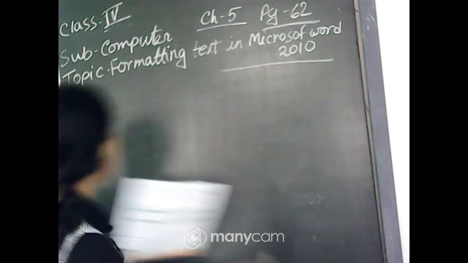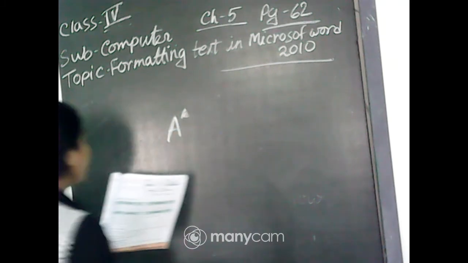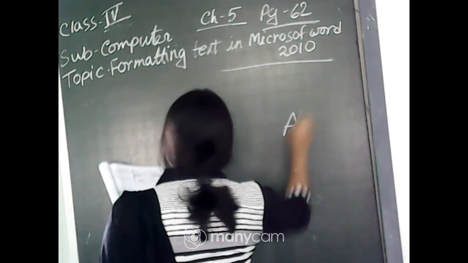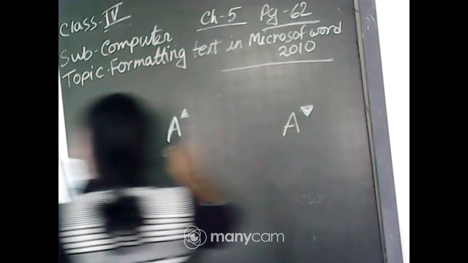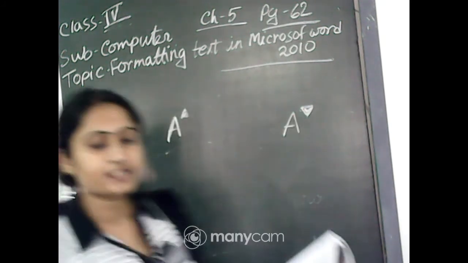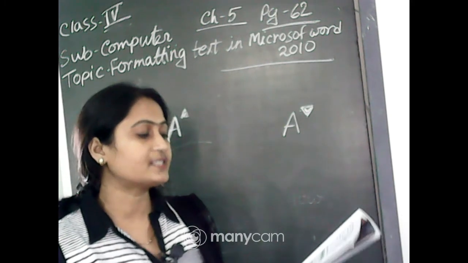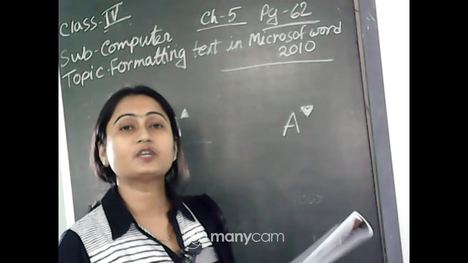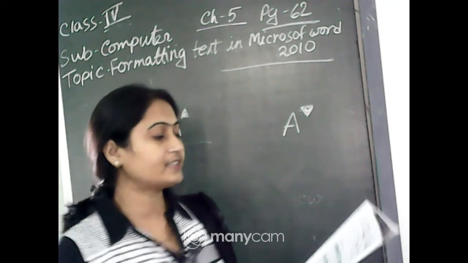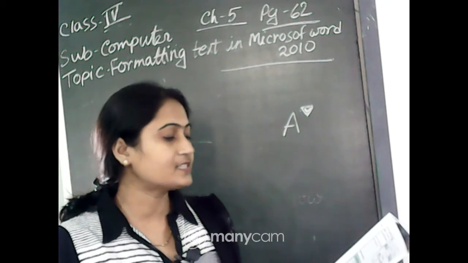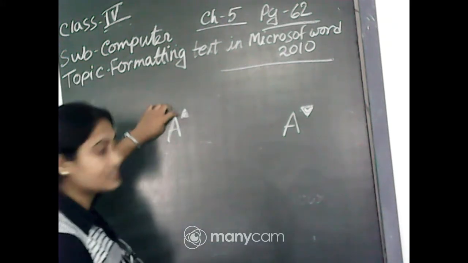Some additional effects: increasing the font size. This button is for increasing font size, and this is for decreasing font size. We can increase the font size using this. This effect is used to increase the size of the selected text. Some particular text you want to increase or decrease, first select it and then apply this effect. You just need to select the text and click on this button.